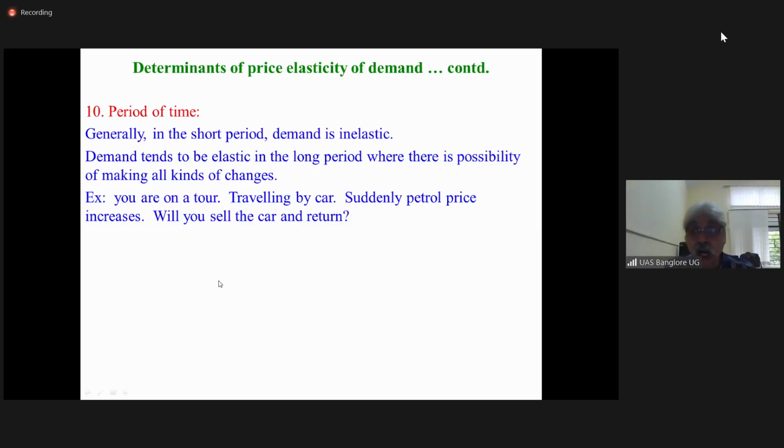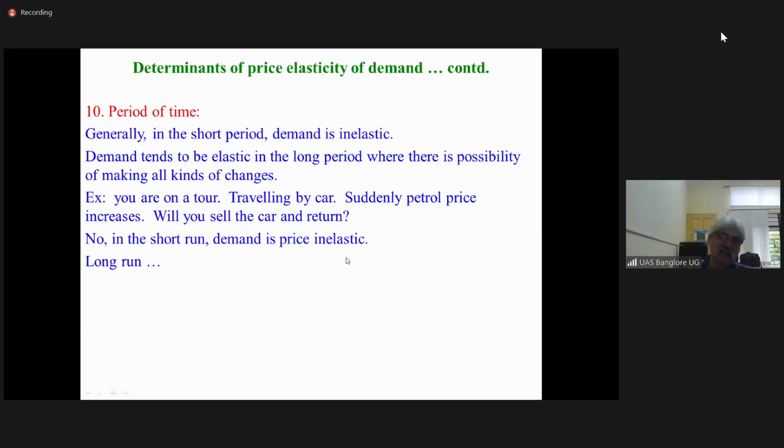You may shout, you may curse, but anyway, you're halfway through your tour, you'll complete the tour and come back. So that is the short run period. In the short run, demand is price inelastic. In the long run, what happens?